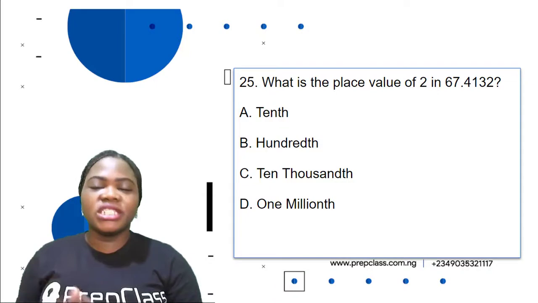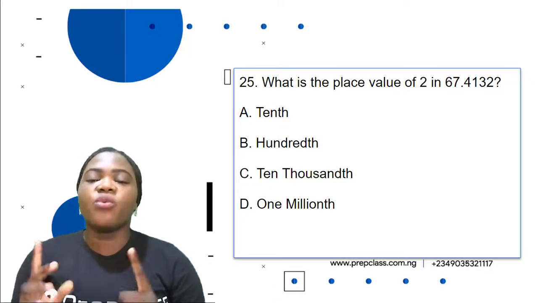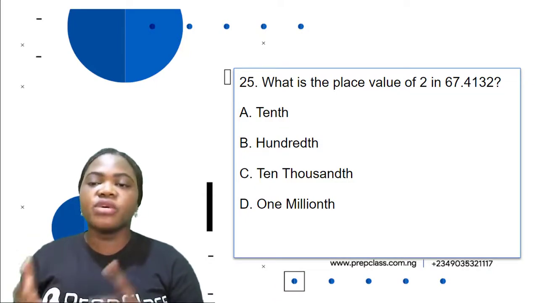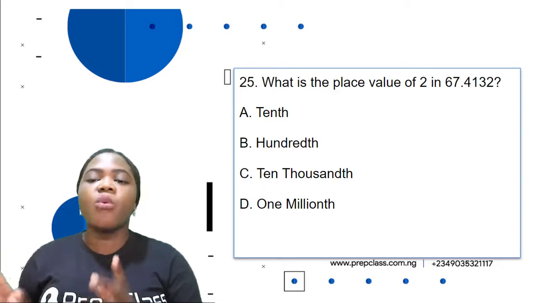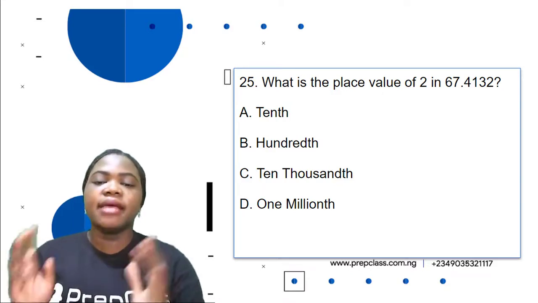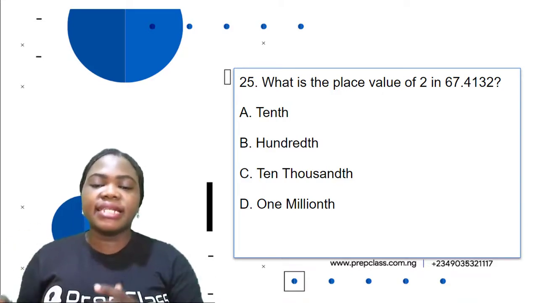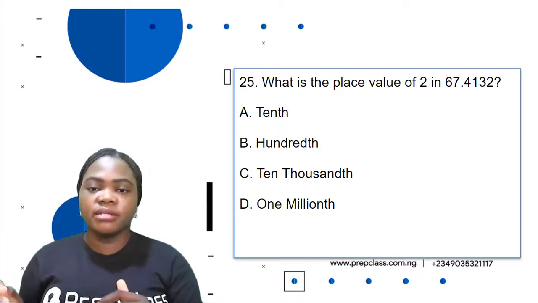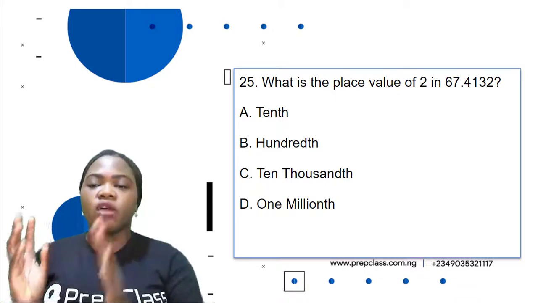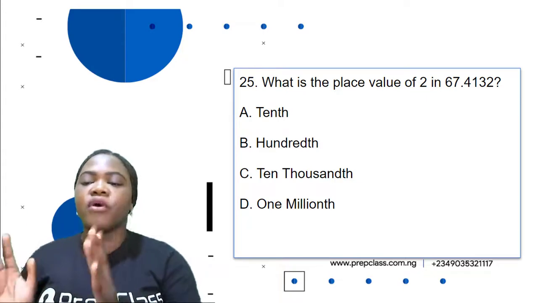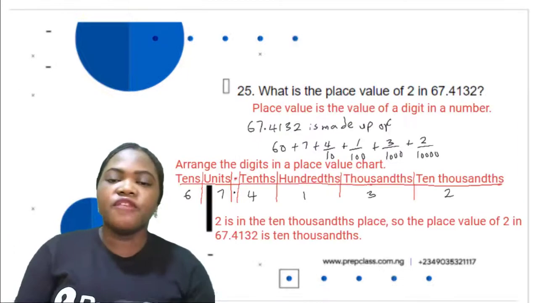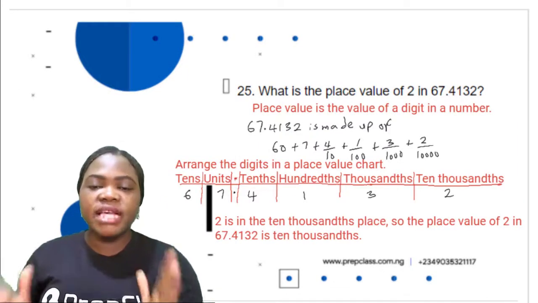Now, the last question in this video, question 25. What is the place value of 2 in 67.4132? A is tenth, B is hundredth, C is 10,000, D is 1 million. So we have to find the place value of 2 in 67.4132. First of all, what is place value?